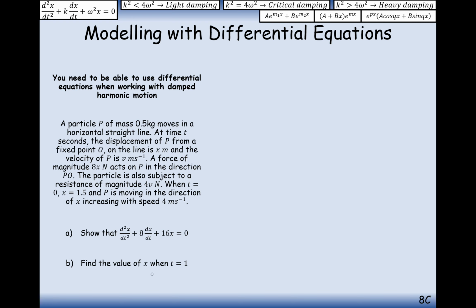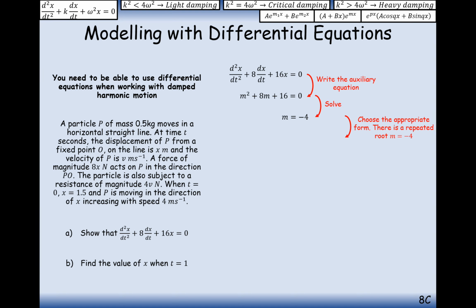Okay, so find the value of x when t equals 1. So what they're asking us to do now is solve the differential equation. So we have a repeated root in this one, m equals minus 4. So it's going to be of this form here. That's what the second order differential equation answer form is when you have a repeated root. So now we need to use the information we have in part A to find A and B. So when t equals 0, x equals 1.5 and is moving in the direction of x increasing with speed 4. So that would be positive 4 rather than x decreasing, which would mean a velocity of minus 4.